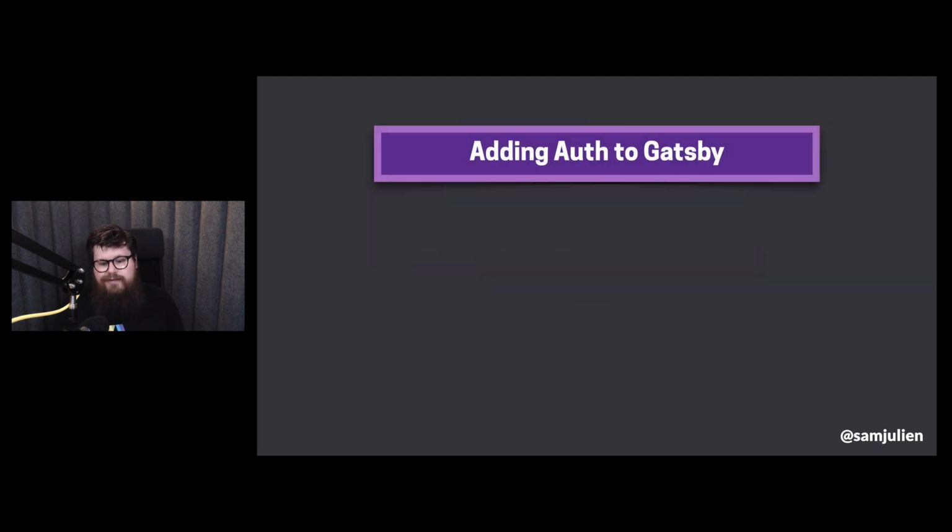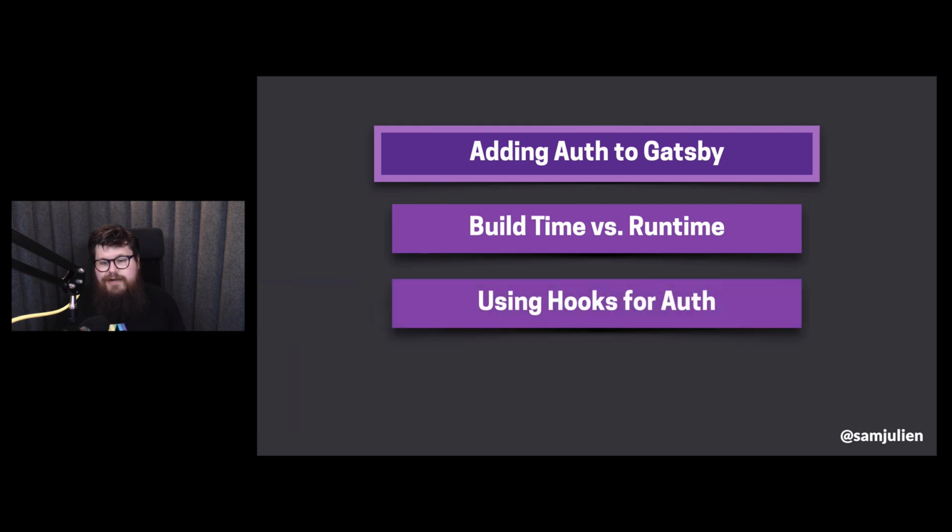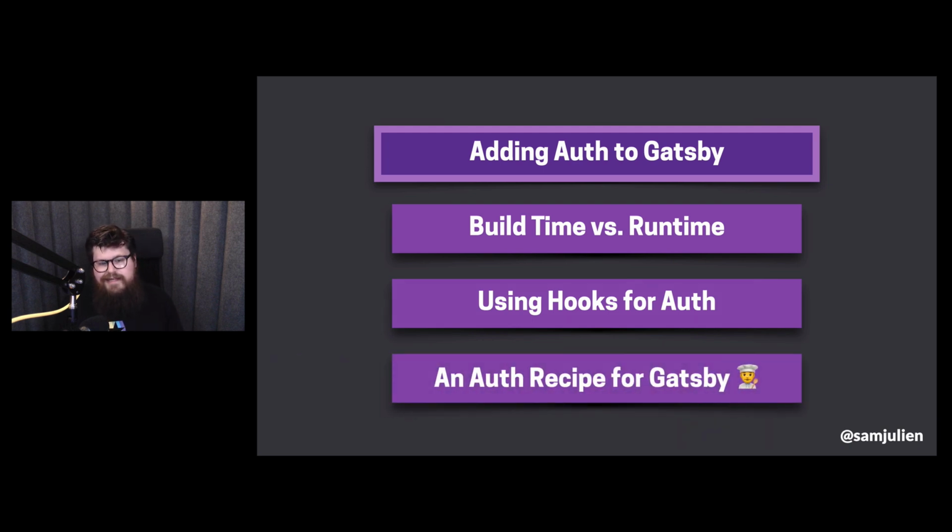So in this talk today, what we're going to do is talk about Gatsby authentication. To do that, the first thing we're going to talk about is this conceptual framework that you have to understand about build time versus runtime in Gatsby. The next thing we're going to do is talk about using hooks and context for authentication. It's mostly going to be just for React, but we're going to see how there's some extra things we need to do for Gatsby. And then lastly, we're going to look at an auth recipe for Gatsby. I'm going to show you how you can write your own recipe for adding authentication to Gatsby.